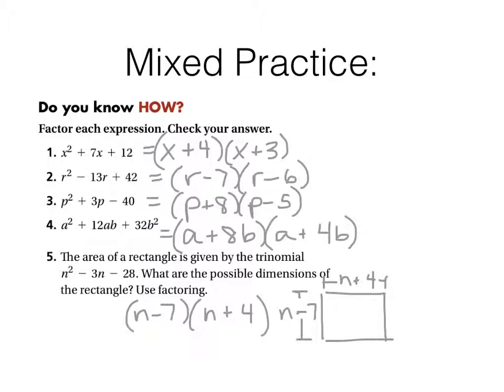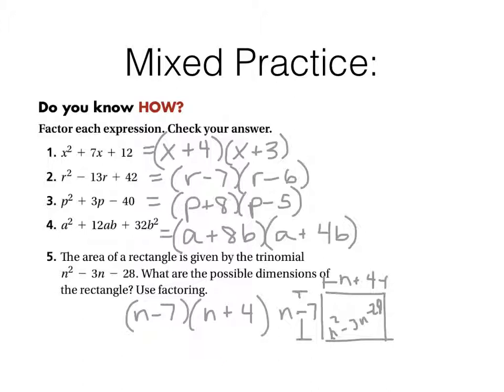All right, the area of a rectangle was given as a trinomial. So n squared minus 3n minus 28 is the area. It's very hard to write that small with the stylus. That is the area of that rectangle. So I factored it. Factors of negative 28 that add to negative 3: negative 7 and positive 4. So when we ask what the dimensions are, that would be the dimensions. That's what they're looking for there.